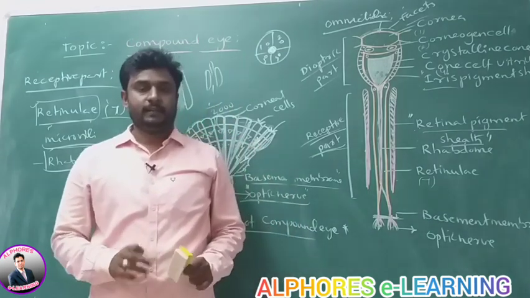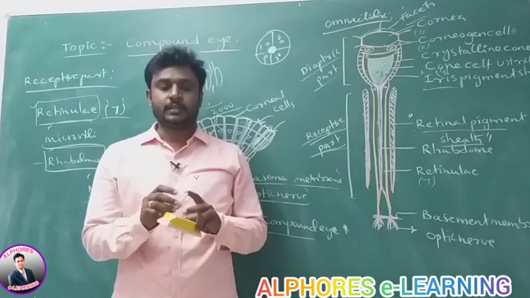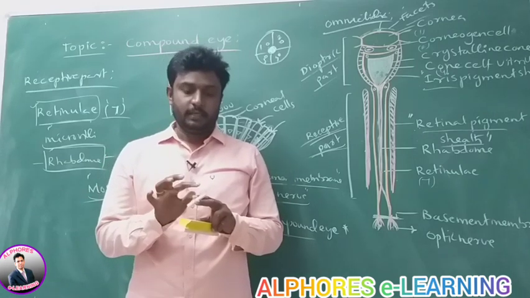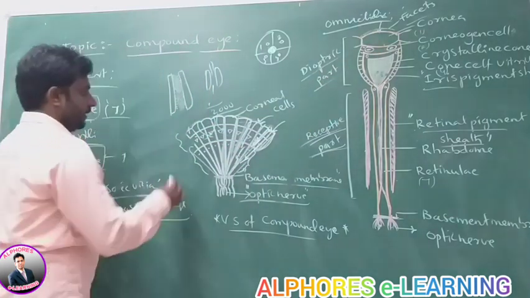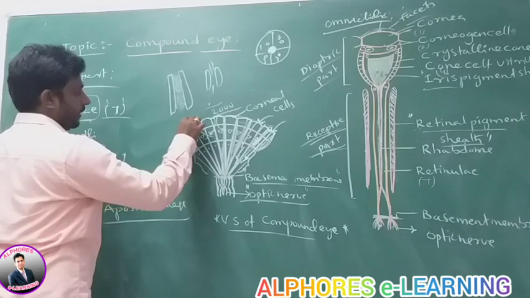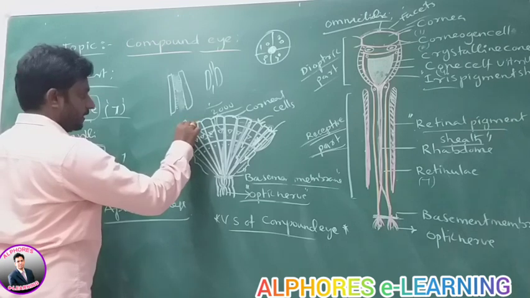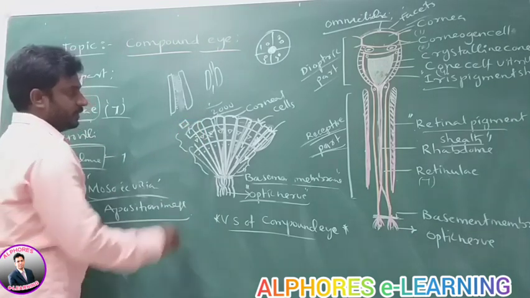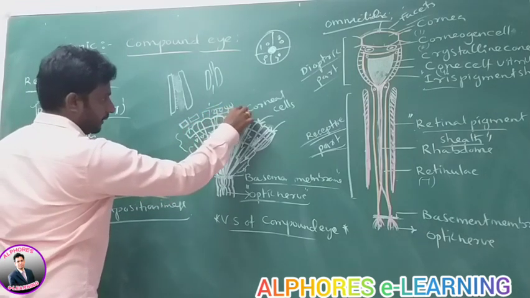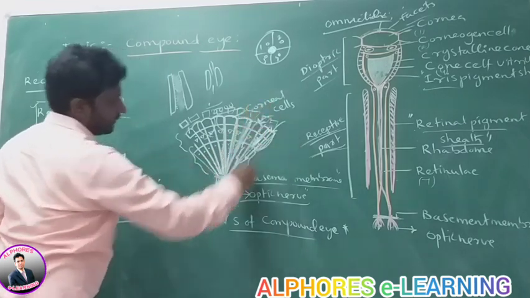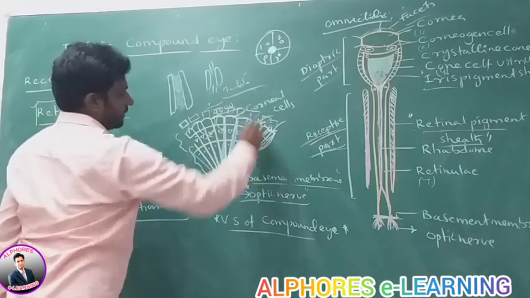For example, if we see one duster or chalk piece, this is an object. This object is divided into 2000 units. Each unit is focused on each ommatidium. Take a table or chair: it divides into 2000 units. One part of the table is focused on one ommatidium, the second part of the table is focused on the second ommatidium, like that 2000. All these pieces are fused to form one complete image, which is the table.